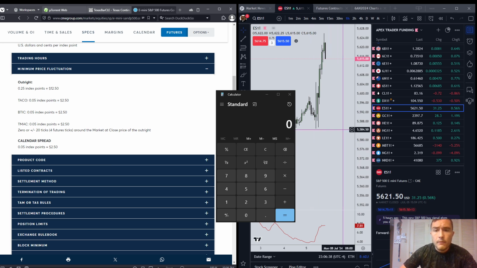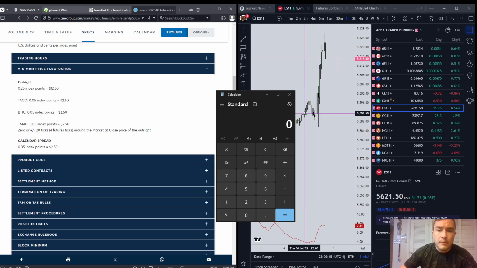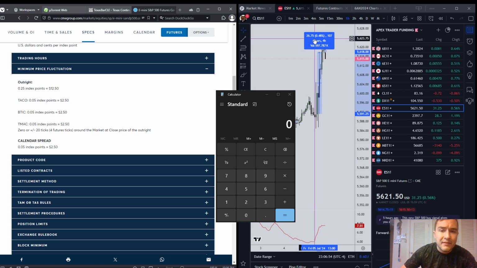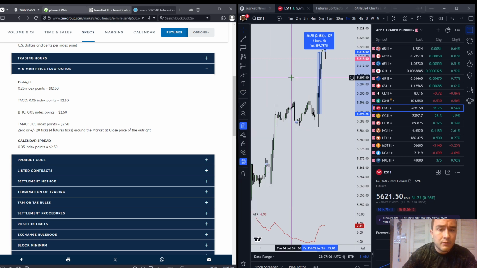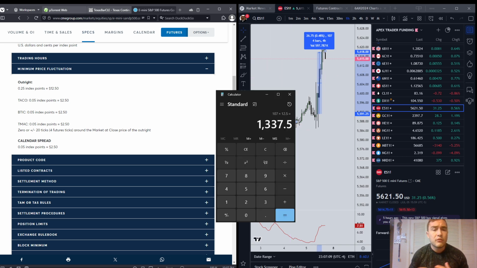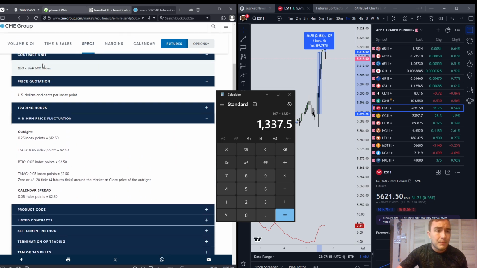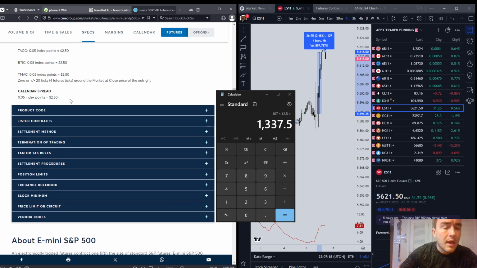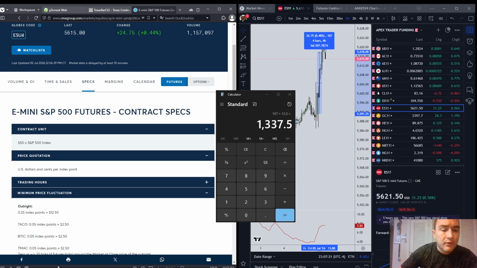Let's go through an example. So let's say that I bought one ES at 5591.25. I closed it, let's say 26.75 points higher. That's 107 ticks. So simply put, what I'm going to do with the calculator here is 107 times $12.50. It's $1,337.50 a move, and that's per contract. So guys, it's $12.50 a tick, $50 a point. It is trading the S&P 500 futures, and that's what you need to know about the ES contract, guys.